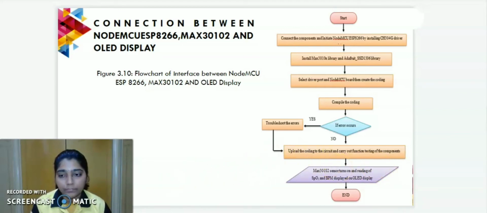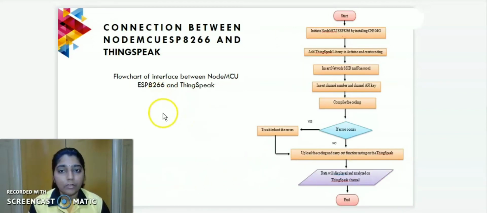Next slide would be about the connection between the NodeMCU ESP8266 and ThingSpeak. So first I have to initiate the NodeMCU ESP8266 by installing the CH340G driver, and then I have to add ThingSpeak's library in the Arduino and create the coding. Later on I have to insert my network SSID and my password. Once done with that, I have to insert my channel's number and my channel's API key.